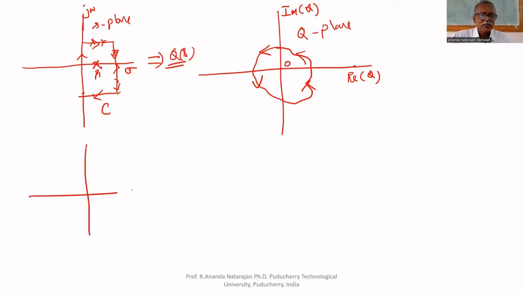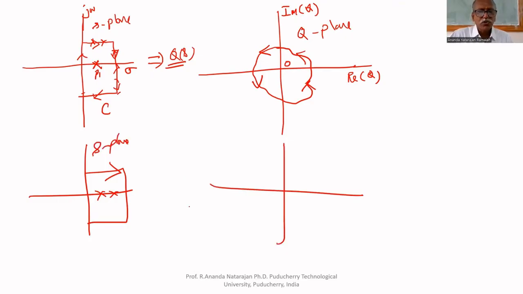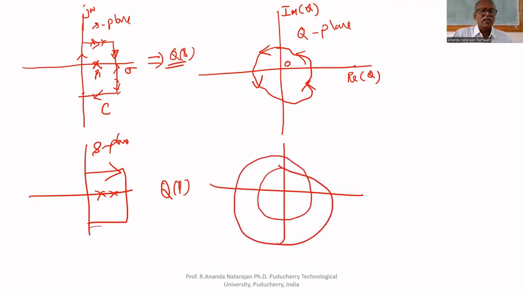Suppose I have two poles inside the contour, mapped in the clockwise direction in the S plane. In the Q plane, if you do the mapping on Q of S, substituting the points on the contour in Q of S, you get points that will encircle the origin twice in the anti-clockwise direction. This is called the Q plane, with the real part of Q and the imaginary part of Q.